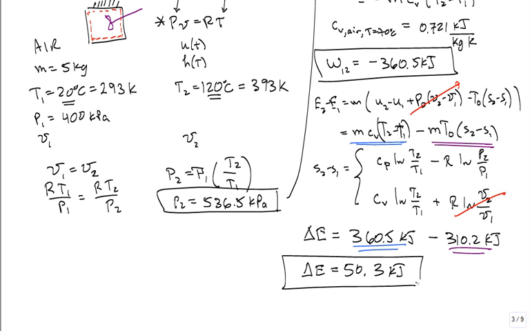There were 3 parts to this problem, part A, B, and C. 2 parts, A and B, were straight out of Thermo 1. Part C is what's new to Thermo 2. So part A and B were just a review of Thermo 1.